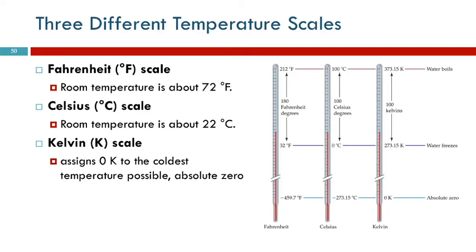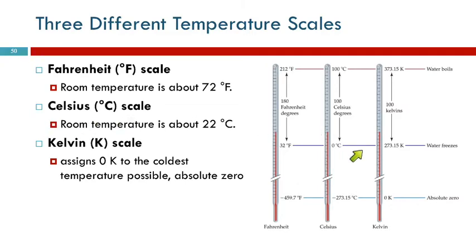There are three main temperature scales: Fahrenheit, Celsius, and Kelvin. Fahrenheit is what the weatherman reports the temperature in outside, 98 degrees Fahrenheit. Room temperature is about 72. It's just a good idea to have some point of reference for these different temperatures. On the Celsius scale, room temperature is about 22 degrees Celsius.